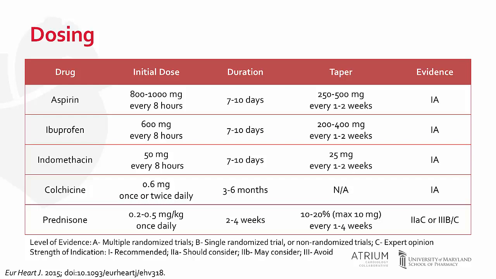In terms of prednisone for second-line therapy, doses should be between 0.2 to 0.5 milligrams per kilogram once daily. In studies, patients were continued for up to 4 weeks at this dose, then tapered every 1 to 4 weeks, depending on disease severity. Doses should not be decreased more than 10 to 20% for a maximum of 10 milligrams. Prednisone has a recommendation to avoid as a first-line agent and as a 2A expert opinion recommendation for patients who have failed first-line therapy.